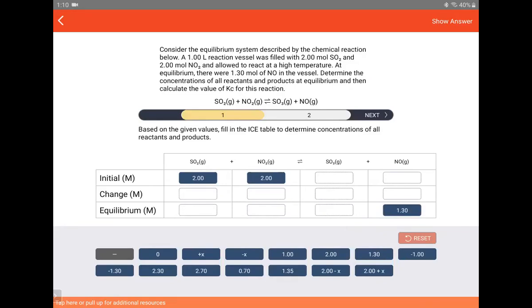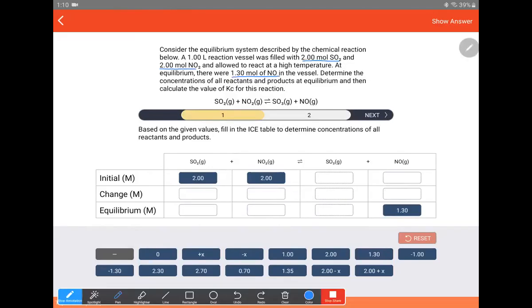So we didn't have any of the products when we first started. So we're gonna know that this SO3 is a plus X. It's 1 to 1 to 1 to 1. So this will be plus X. This will be minus X. This will be minus X. And then, so this will be 2.0 minus X. And this will be X, and this will be X. And this is 0.